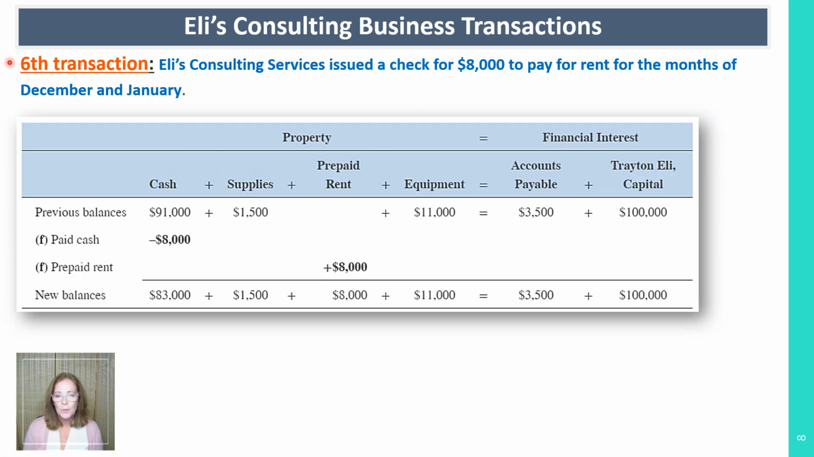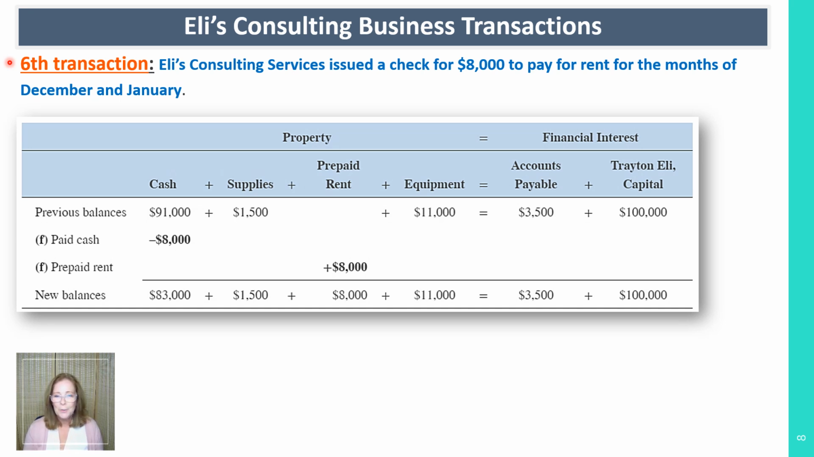The sixth transaction occurs when Eli's Consulting rents office space. The landlord required that rent for the first 2 months, December and January, for a total of $8,000 be paid in advance. That's not uncommon. Quite often, commercial property landlords will want a deposit and several months of rent paid in advance. Now, there are special accounting rules when it comes to expenses that are paid in advance. In accounting, this prepayment is considered a form of property, because the business could get a refund potentially if it did not use the facilities the entire time.